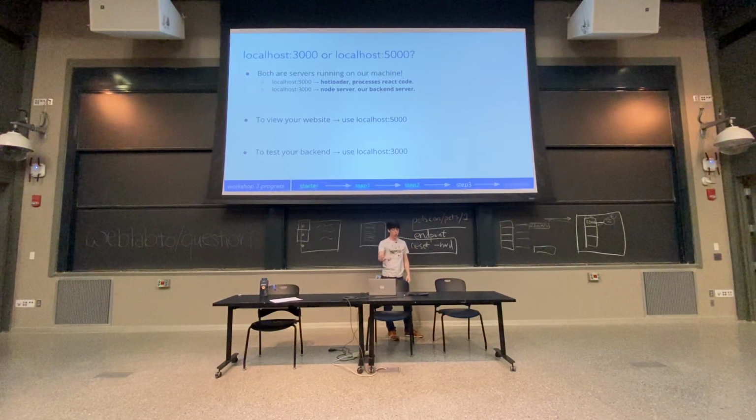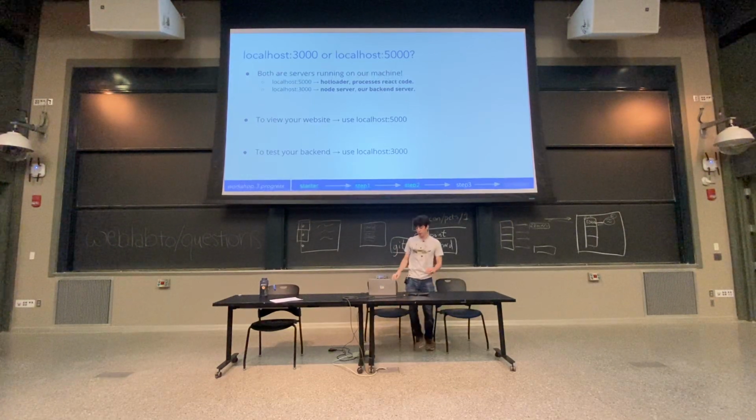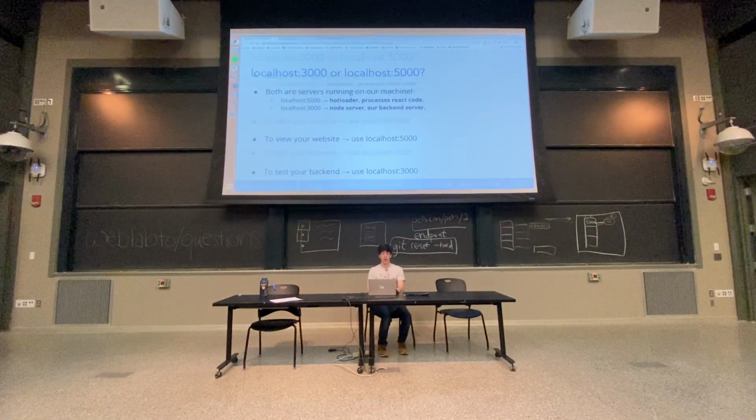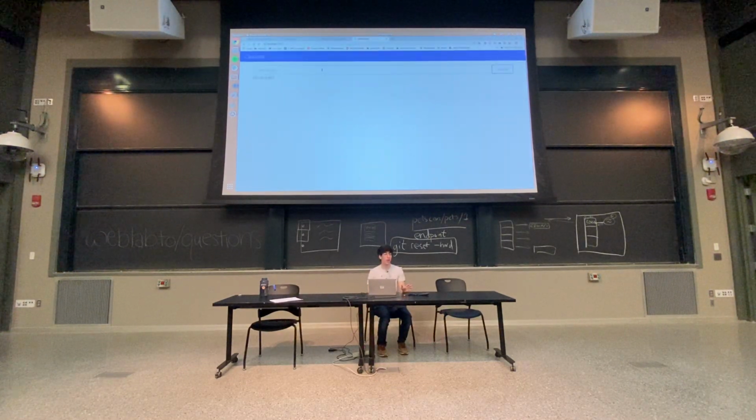And so in the future, whenever you guys are using your website, you should be connecting to localhost 5000, not localhost 3000. Localhost 3000 will talk directly to your server. Localhost 5000 will talk to your hot loader. And I'm going to give you guys a little bit more explanation on this. So, if you guys go to localhost 5000, you'll get your server. And this is how, if you now make a change to your HTML code, this will show up live.